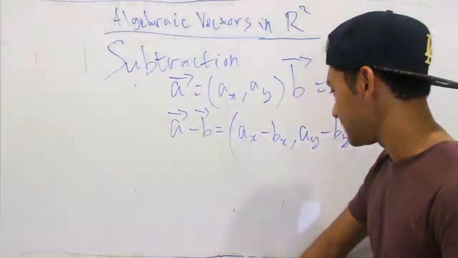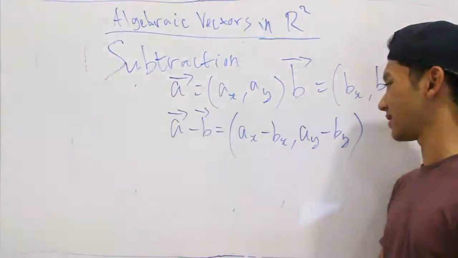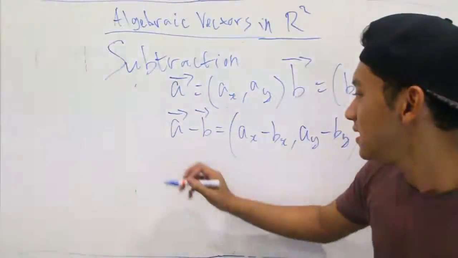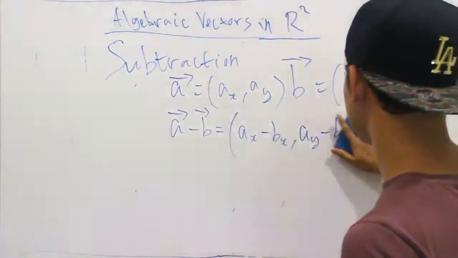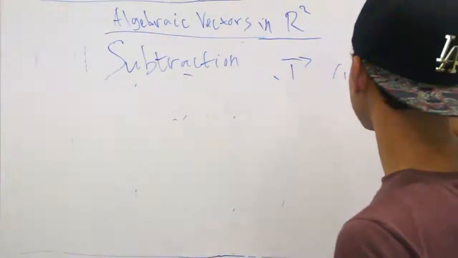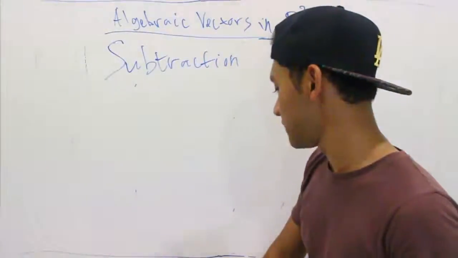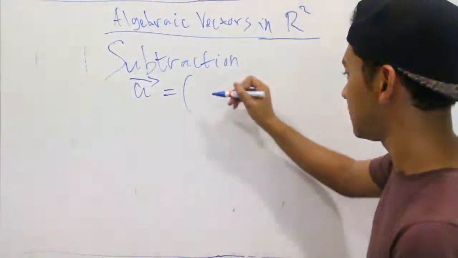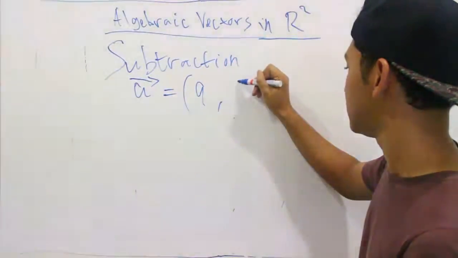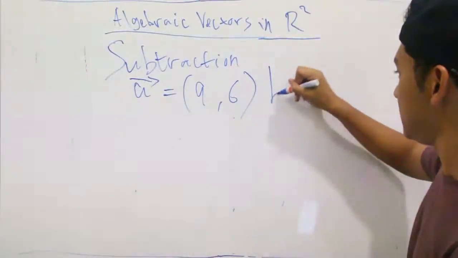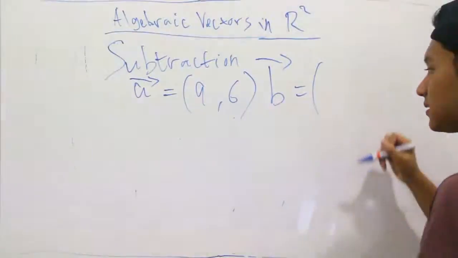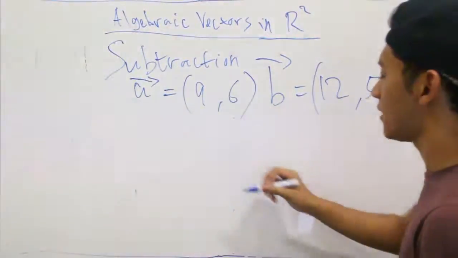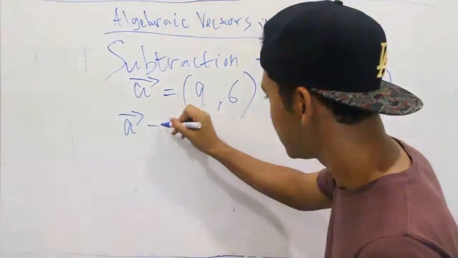Now let's use numbers to make it simpler, because letters look quite complicated, but it's not really, it's really easy. Let's say vector A has the coordinate 9 and 6, and vector B has the coordinate 12 and 5. We want A minus B.